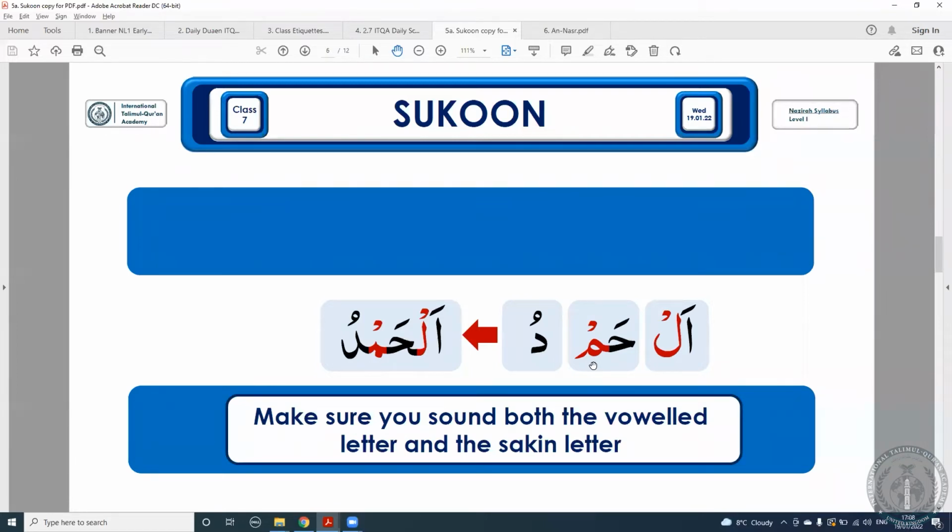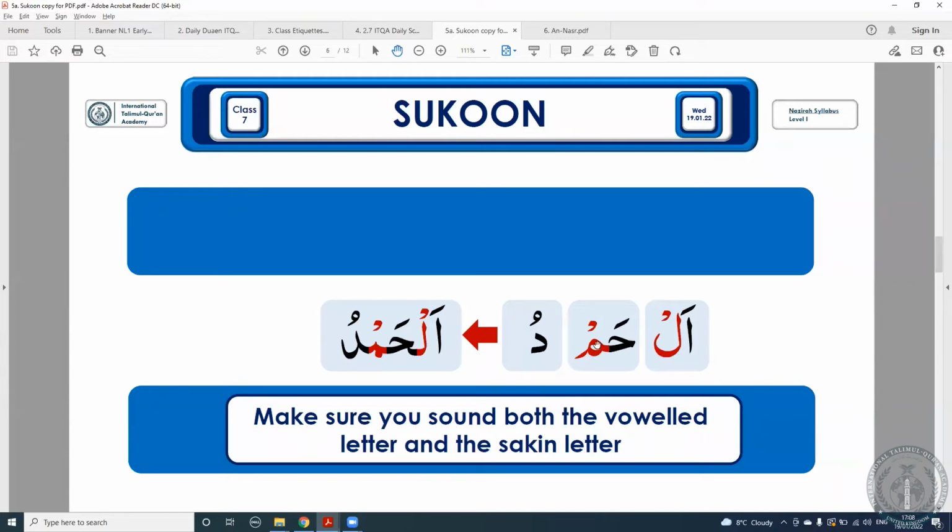When we do that, we must make sure to sound both the voweled letter and the sakin letter. So let's have a look. Over here, for example, we have a voweled letter, alif, and a sakin letter, lam. A sakin letter would join on to the most recent voweled letter, which is alif. So alif and lam will join together to form the sound al.